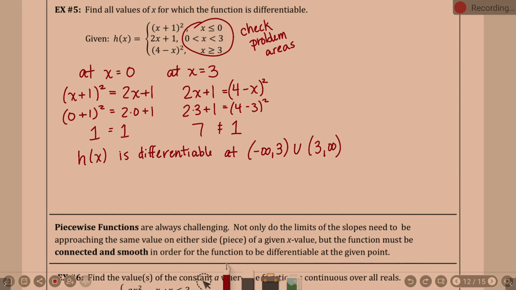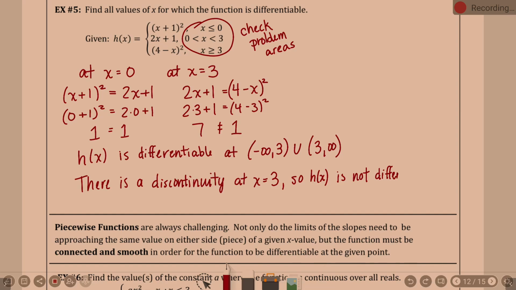I'm going to write down there is a discontinuity at x equals 3. So h of x is not differentiable there. It's not continuous. It cannot be differentiable.